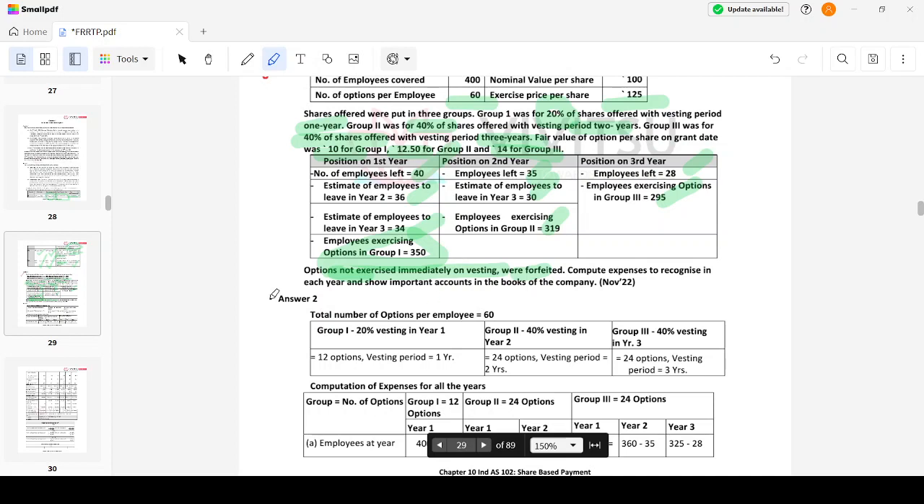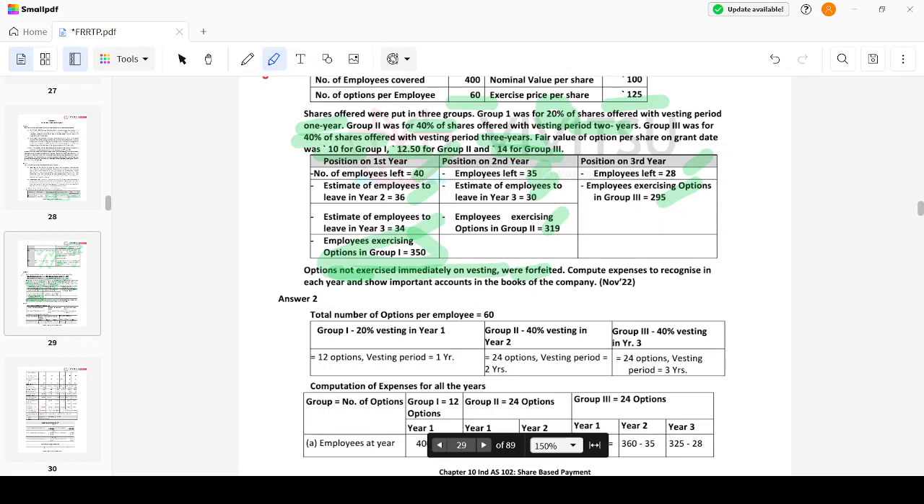First, the number of options per employee is 60. Out of 60 options, 20% is given for Group 1, 40% for Group 2, and 40% for Group 3, which means out of 60 options, 20% is nothing but 12.